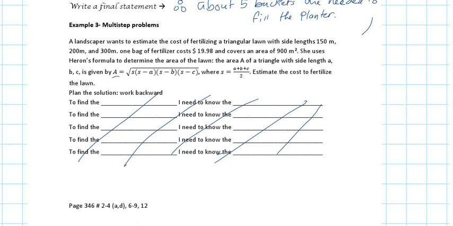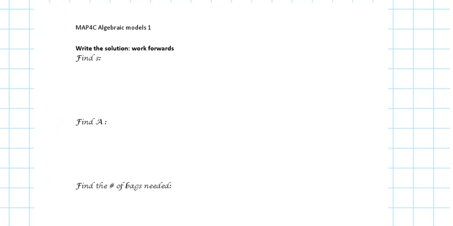Which formula are you going to have to use first? The s formula. So this is your first one, so you can find your s, and then you can use the area formula. The question is to estimate the cost of the fertilizer. So first thing I have to find is s. I know that a is, can you guys give me the side length? 150 meters. Yes. b is 200 meters. c is 300 meters. And I'm looking for s, right? So I wrote down my given and I wrote down my required.